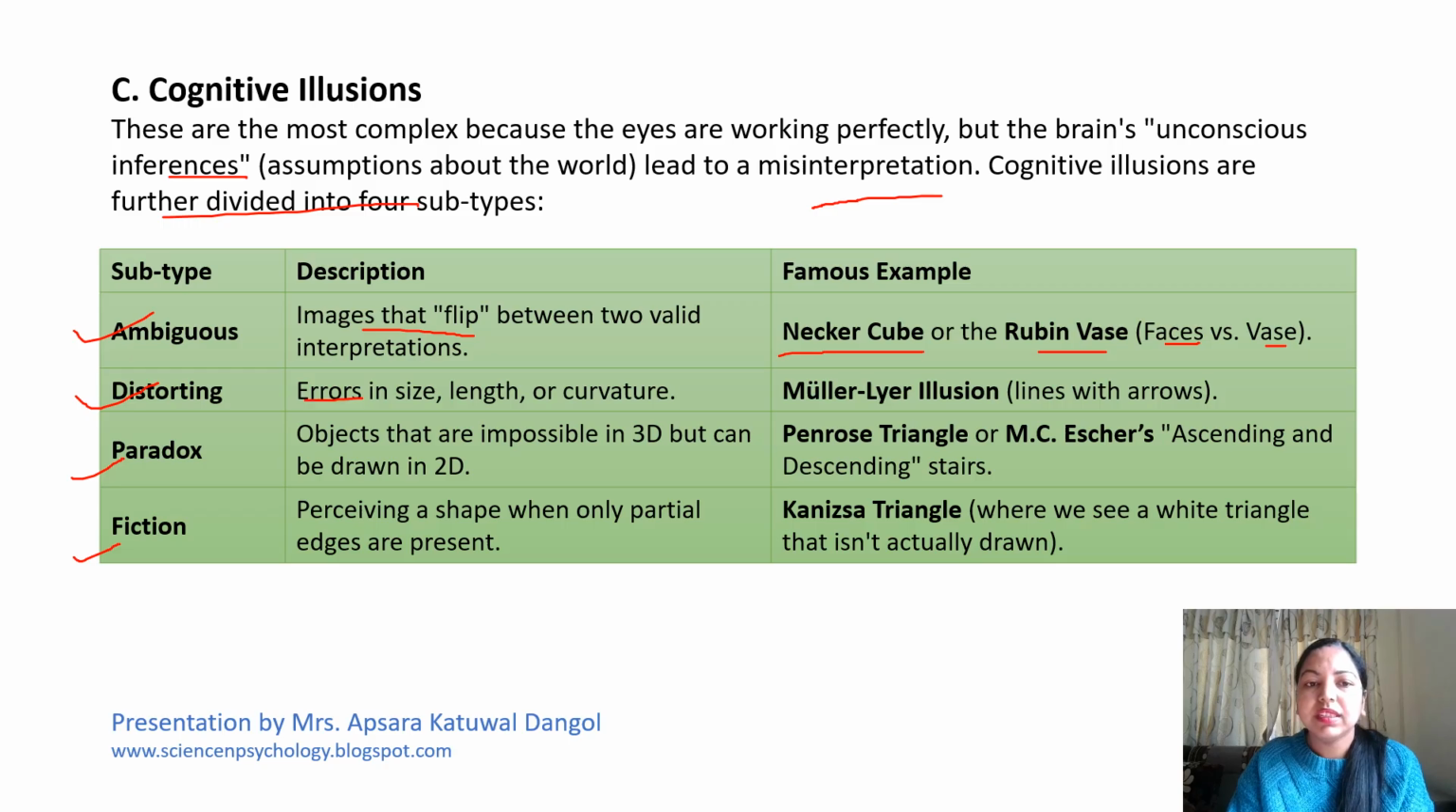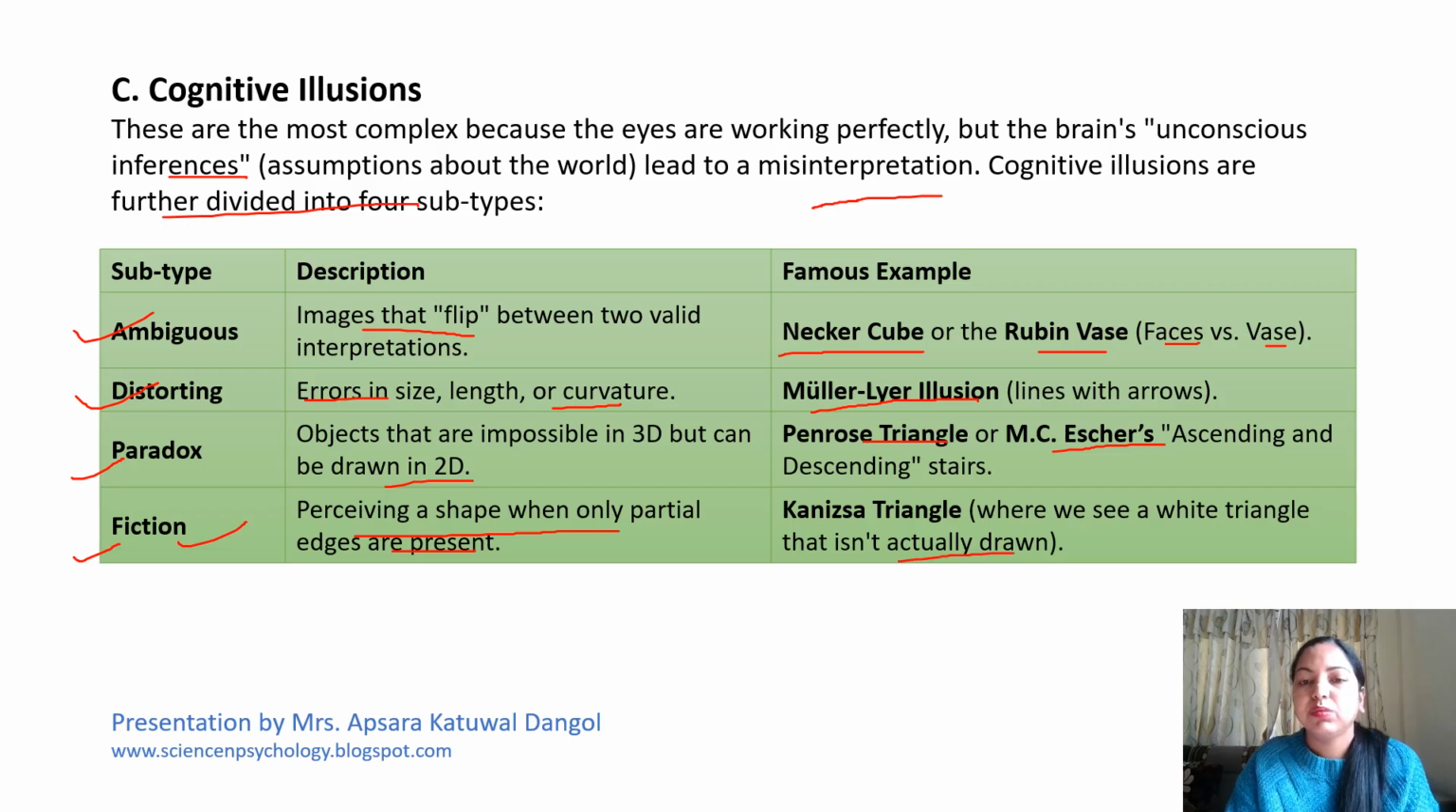Distorting means there can be an error in size, length, or certain curvature. That is the Müller-Lyer illusion, lines with arrows. We will discuss it later. Next is paradox: objects that are impossible in 3D but can be drawn in 2D, like the Penrose triangle and Escher's ascending and descending stairs. Next one is fiction, perceiving a shape when only partial edges are present. That is the Kanizsa triangle, where we can see a white triangle that is actually not drawn.